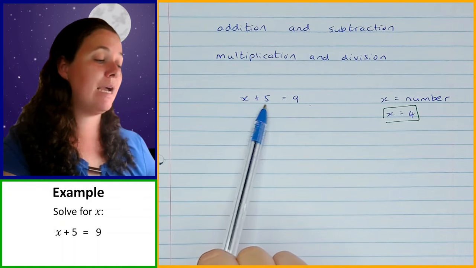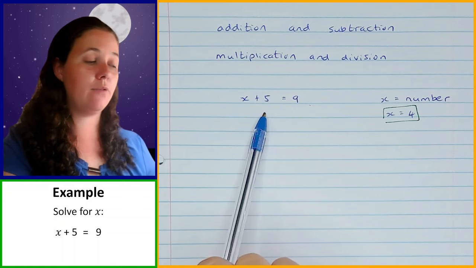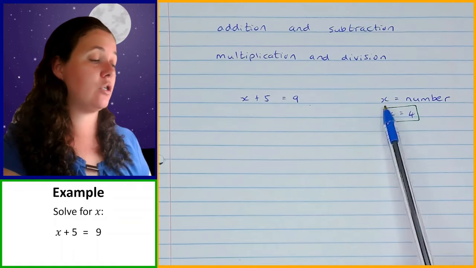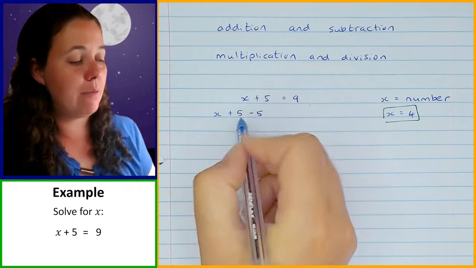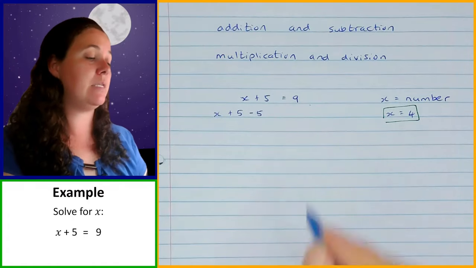So I'm going to subtract 5 to get rid of the 5, because I don't want the 5 to be there. I want x on its own. So I'm going to say x plus 5 minus 5. Now that plus 5 minus 5 is going to cancel out, giving me 0.